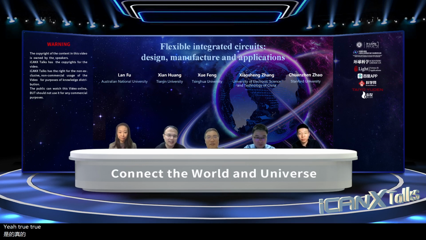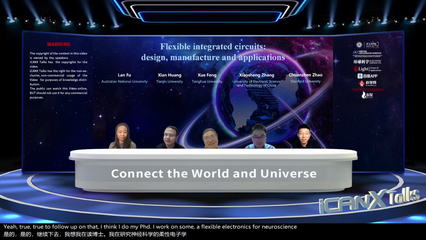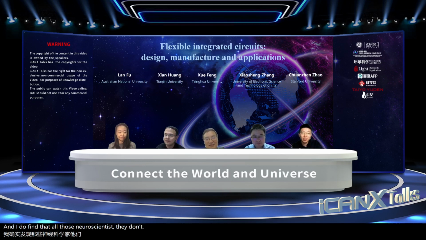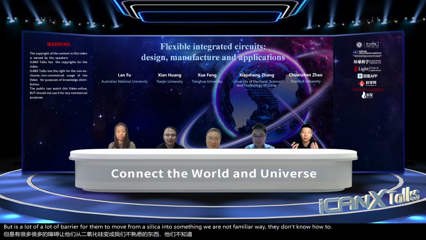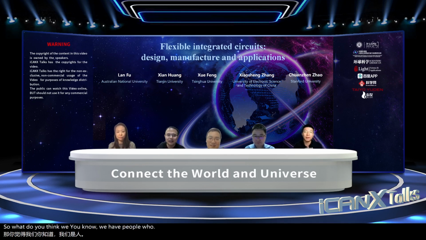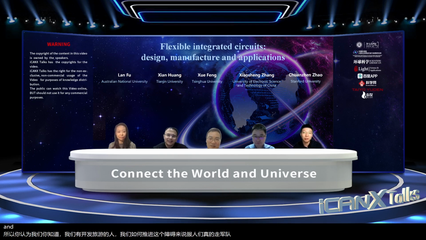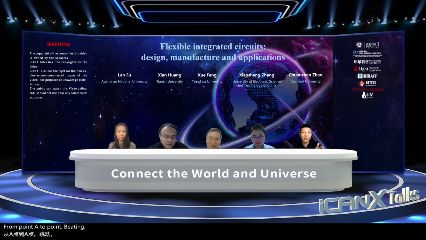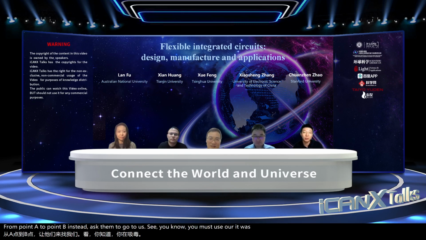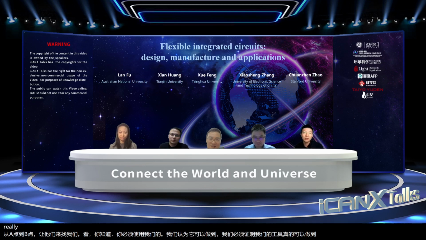Yeah, to follow up on that, I did my PhD working on flexible electronics for neuroscience, and I find that neuroscientists don't really want to work on flexible electronics. They say silicon is great and very reliable, but I feel flexible devices are better for the brain and the body. They have a better interface, but there is a big barrier for them to move from silicon to something they're not familiar with. They don't know how to handle them. So what do you think we, as people who develop the tools, can do to move forward with this barrier and convince people to really work on this? Do we need to go from point A to point B, instead of asking them to come to us? Do we have to demonstrate that our tool can really be used for the applications?